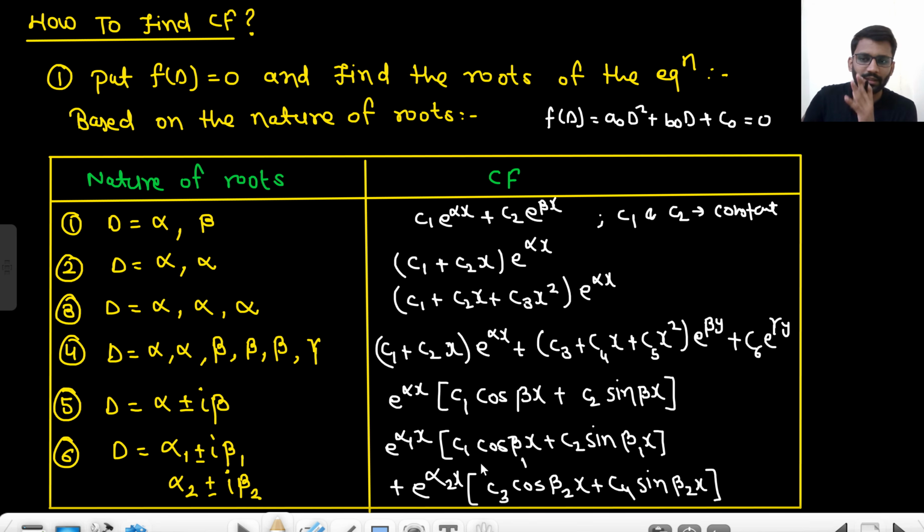What we are doing: alpha, beta, two different roots, C1 e to the power alpha x plus C2 e to the power beta x. Same roots, (C1 plus C2 x) e to the power alpha x. Three same roots, (C1 plus C2 x plus C3 x square) e to the power alpha x. Two same, (C1 plus C2 x) e to the power alpha x; three same, (C3 plus C4 x plus C5 x square) e to the power beta x; and one only, so C6 e to the power gamma x. Just make sure you use a different constant for each. Here as well we are using two different constants, C1, C2, and e to the power alpha 1 x is outside, and the imaginary part goes into sine and cos.